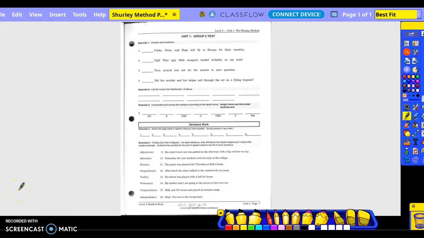5th grade Shurley method, page 7. This is our part 2 recording. We'll be doing exercises 3 and 4 and 5. Okay, so unscramble the sentence and correct it according to the labels.